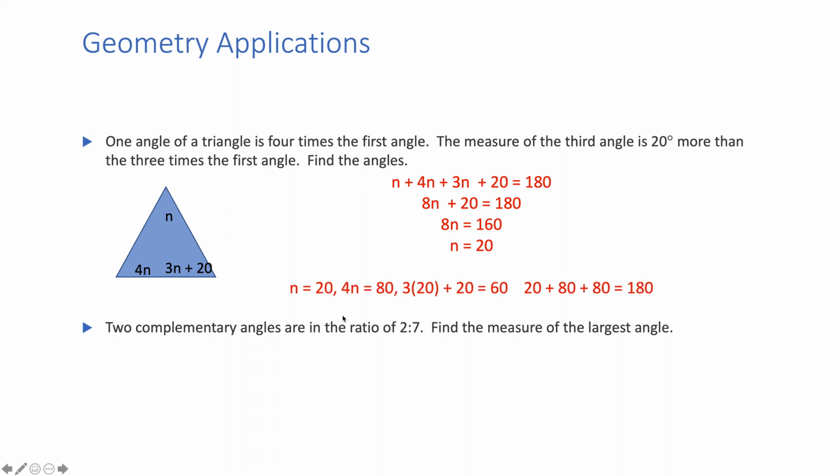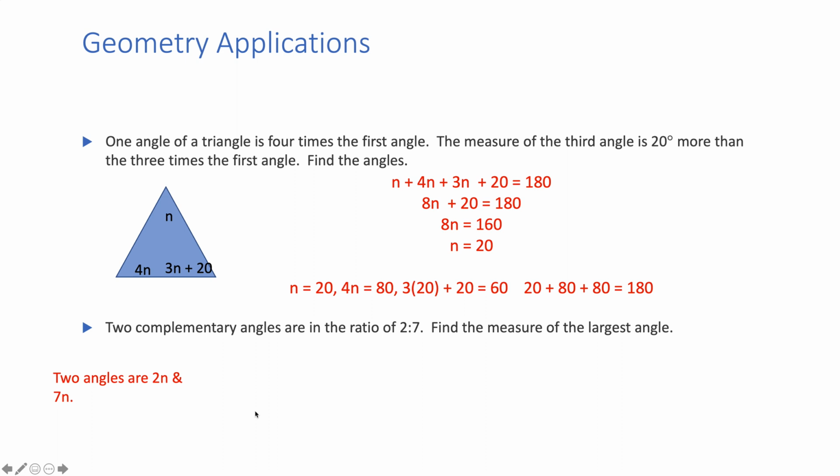So they're asking for finding all of the angles. So the first one is 20. The next one is 4 times 20, which is 80. And the next one is 3 times 20 plus 20. So 3 times 20 plus 20, it says equals 60. It should say equals 80. And if you look here, 20, 80, and 80 add up to 180.